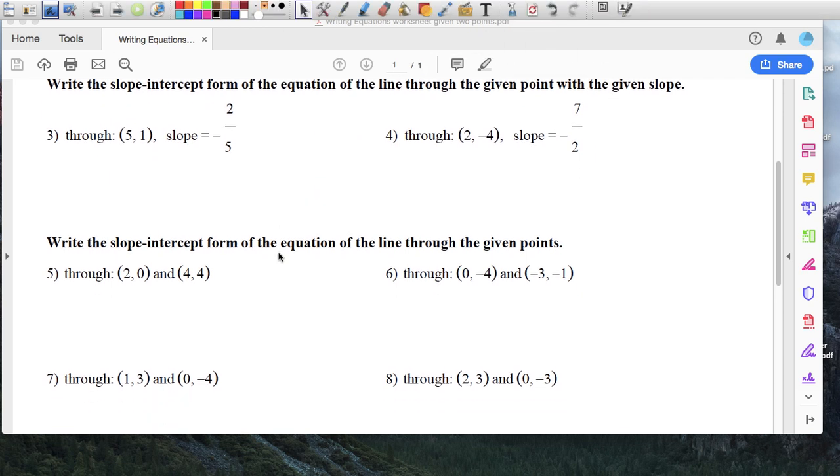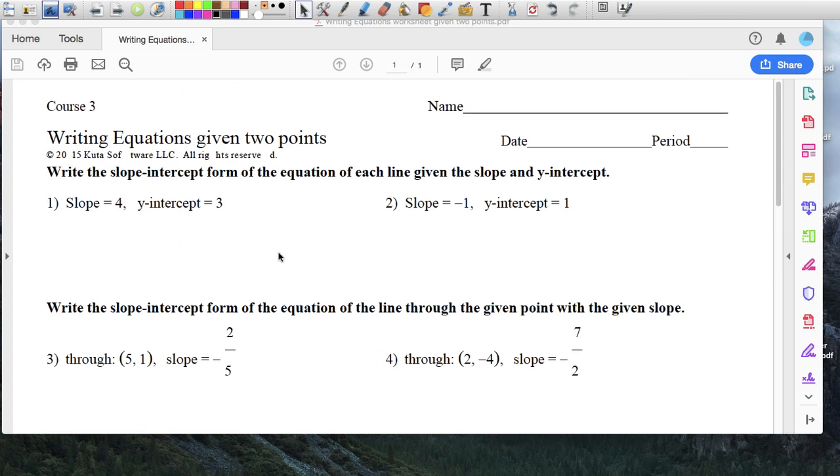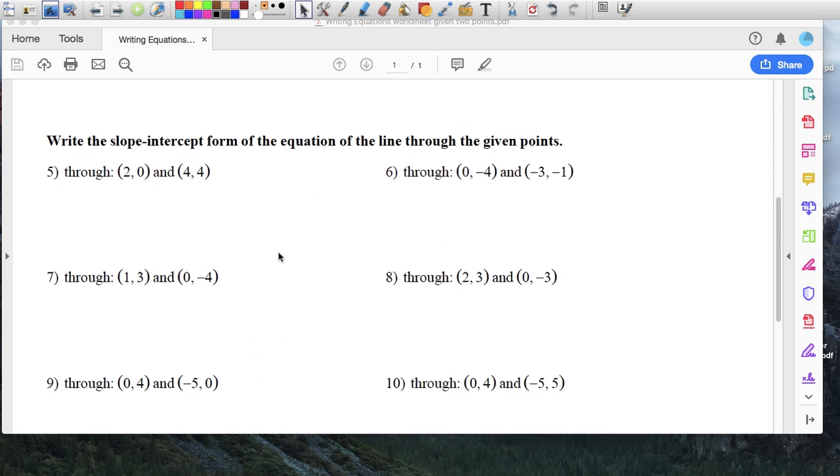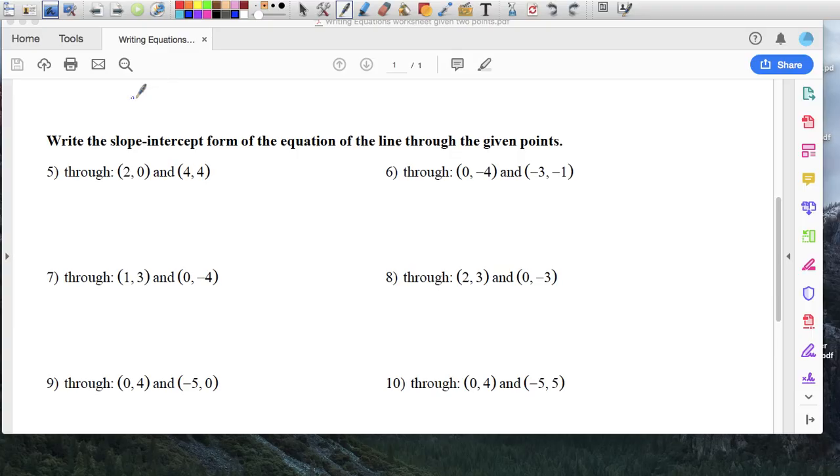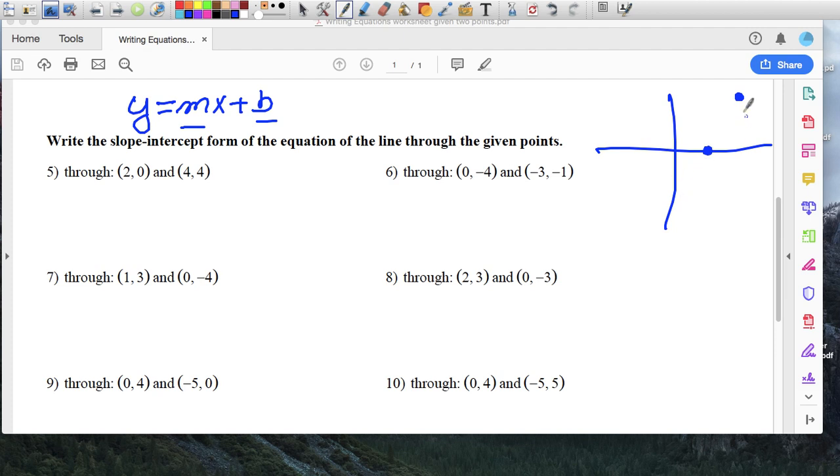moving on. So now this 5 and 7 is where you pretty much have nothing and you have to work to get to the equation. So again, we want y equals mx plus b. We need to find b and we need to find the slope. So there are 2 points here. So again, let me draw this. 2, 0 will be 2. So here's a point 2, 0. And 4, 4 would be 4 going that way, 4 going up. If I were to connect those points, that would be my line.